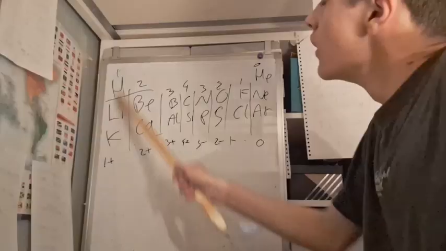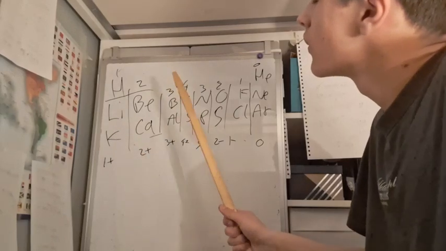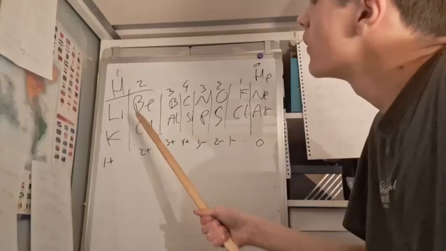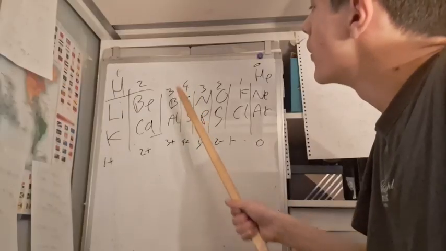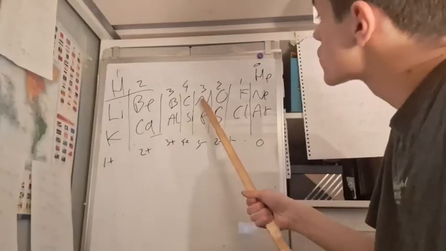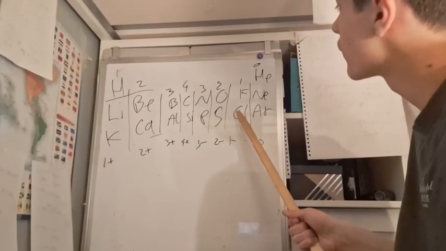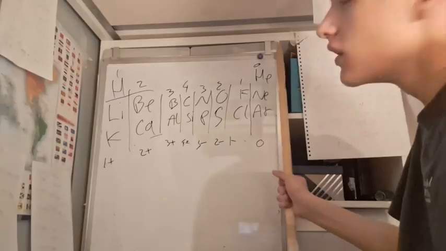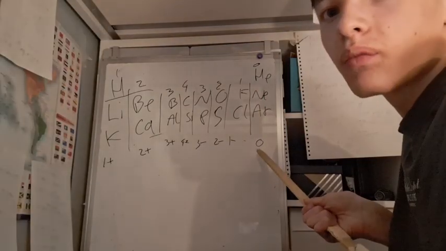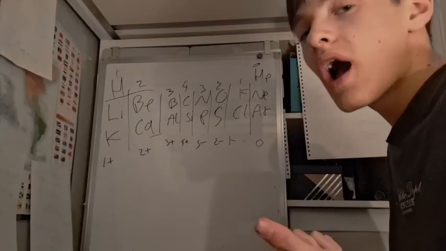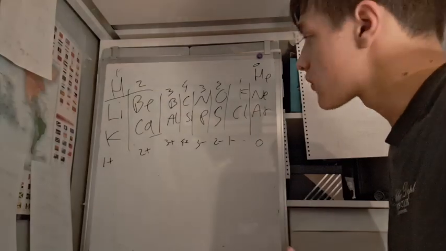We have hydrogen, lithium, and potassium. Then we have beryllium, calcium, boron, aluminium, carbon, silicon, nitrogen, phosphorus, oxygen, sulfur, fluorine, chlorine, helium, neon, and argon. These ones are these three. The reason why they have a 0 above and below is because they have no charge and they are unreactive and can't form any bonds, because they have a full outer shell of 8 electrons.